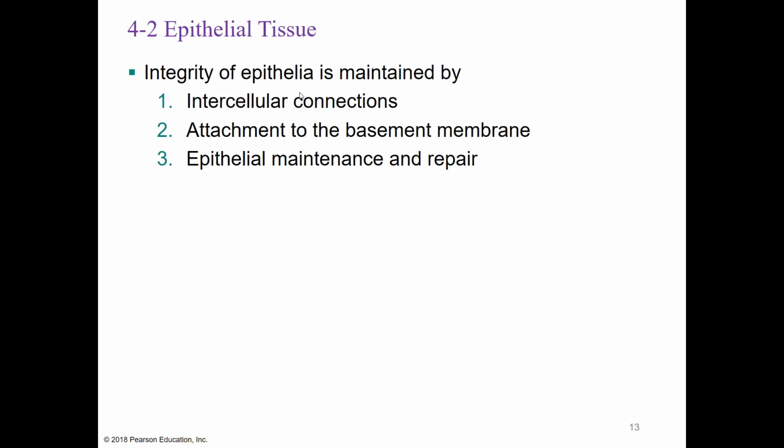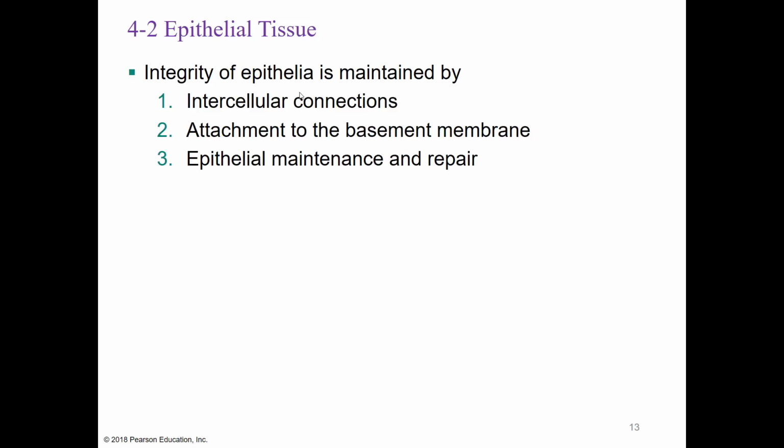So the integrity of epithelia is maintained by connections between cells, which we call intercellular connections. The epithelia is also attached to its basement membrane, which we looked at in the previous image. And the epithelia is able to maintain and repair itself. Now, this is not true for all tissues, or certainly not as easy for every tissue type, but epithelia is pretty great at repairing and maintaining itself.